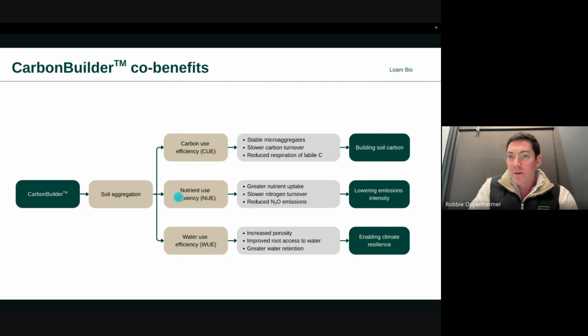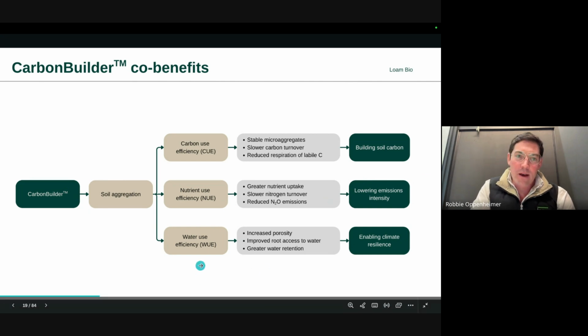The aggregation of soil can also affect nutrient use efficiency. One of those direct mechanisms is the root-associated fungi trade nutrients for carbon with the plant. So if the plant photosynthesizes, it gives that carbon to these root-associated microbes in exchange for nutrients that they're pulling from the soil. We've also just seen on that previous slide that it's possible to slow the turnover of nitrogen in soil and reduce the loss over time. The net outcome that we're excited about is the possibility of lowering emissions intensity of our farming systems.